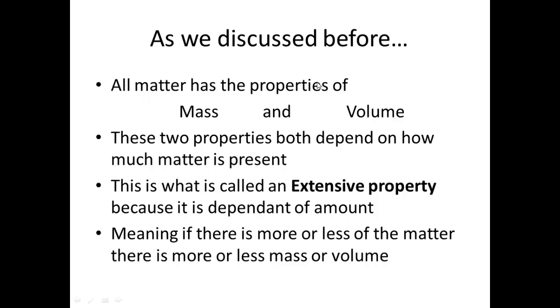All matter has the properties of mass and volume. Okay? And I'll tell you guys what to take down, so just listen up for now. These two properties depend on how much matter is present. I will tell you what's right, so just hold on for a second and listen up. And then you can keep your head up. Thank you. So mass and volume are called extensive properties because they depend on the amount of matter.